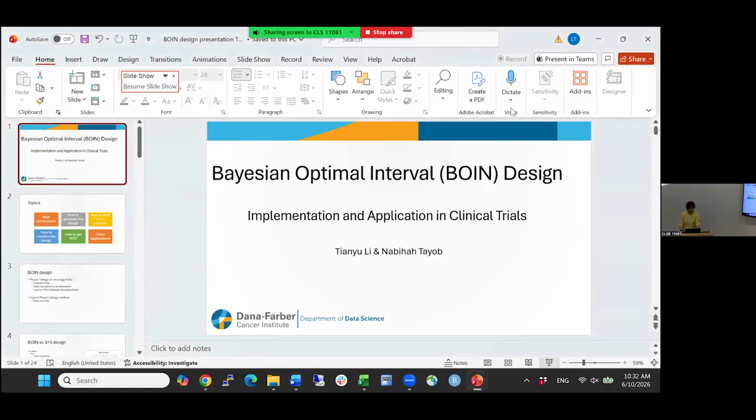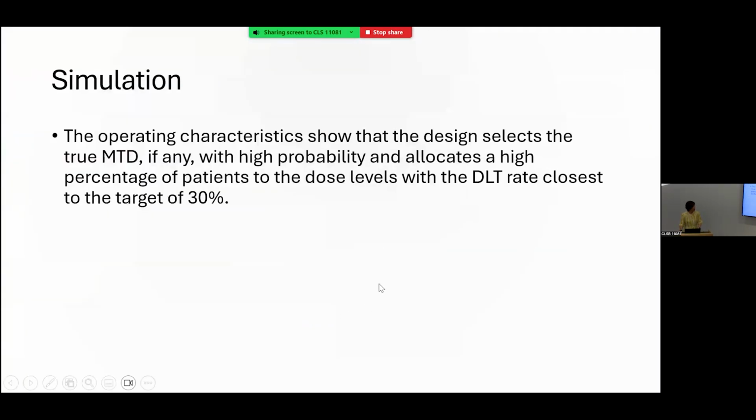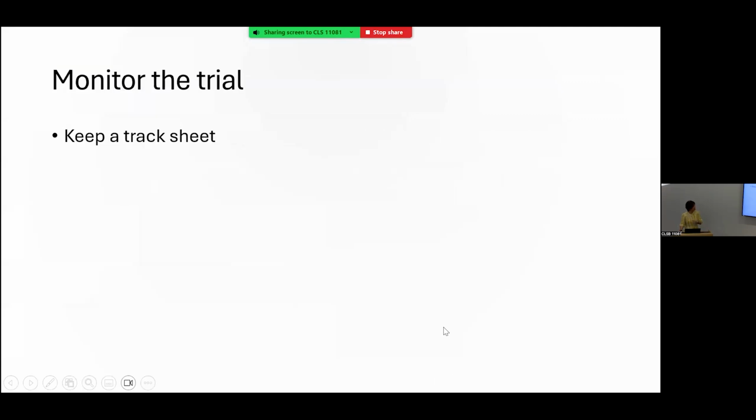Now we have our design. We know it's a good design. We write it up, we submit to IRB and FDA, and we have luck. We get approved, then we activate the study. Then what do we do next? Next, we need to monitor our design. We need to carry out this design. Then how to do that? Nabia will talk more about that. Here, I will just talk about what I usually do.